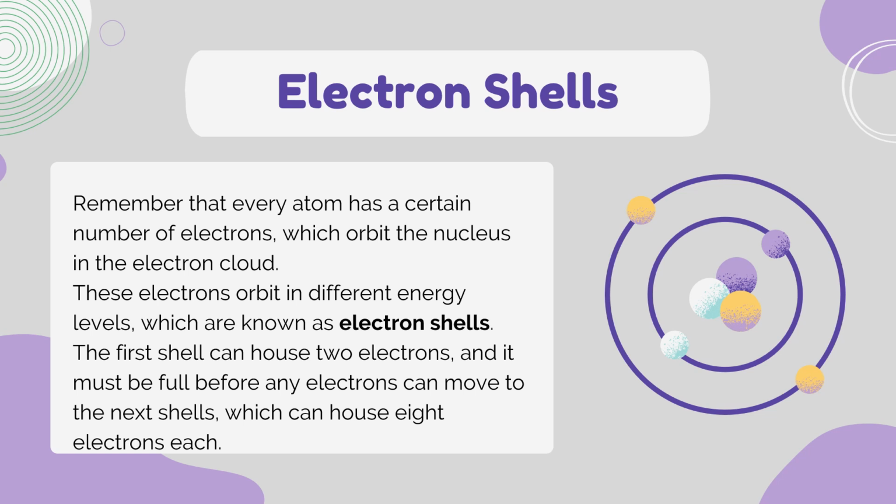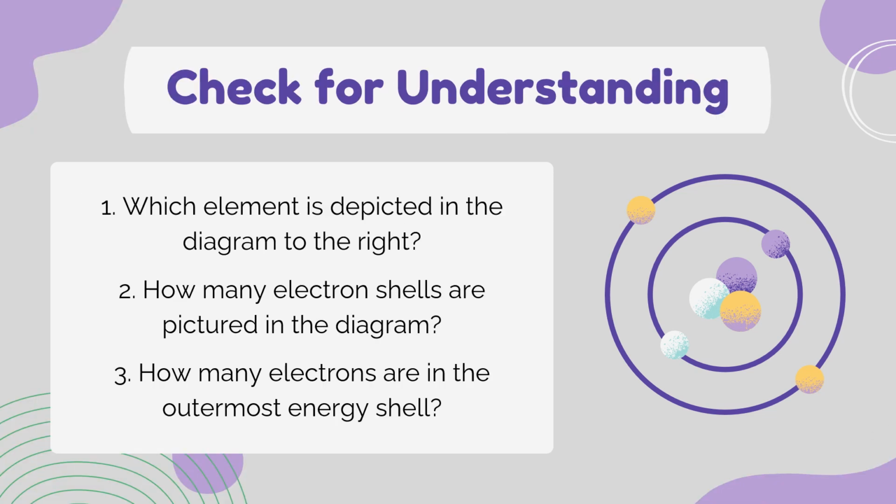The first shell can house 2 electrons and it must be full before any electrons can move to the next shells, which can house 8 electrons. Means the first shell has the capacity of 2 electrons and the next one has the capacity of 8 electrons. Now for your understanding, which element is depicted in the diagram to the right?